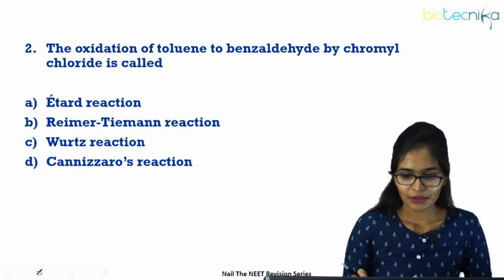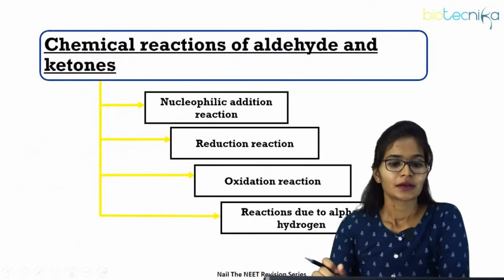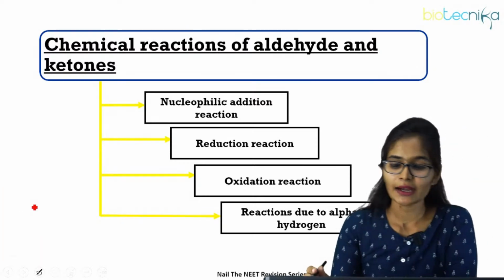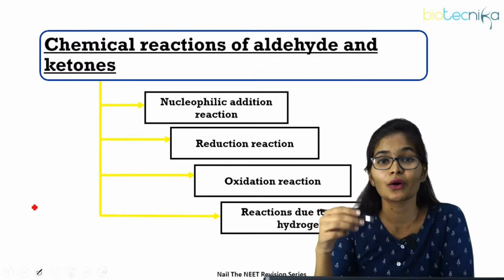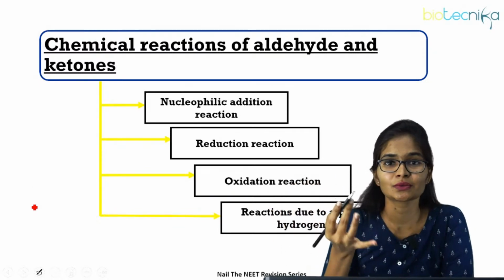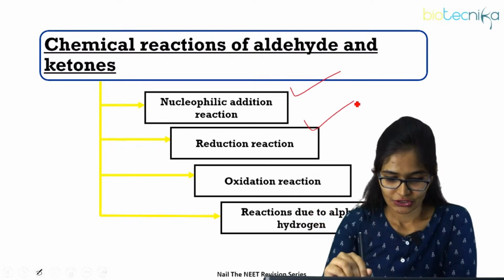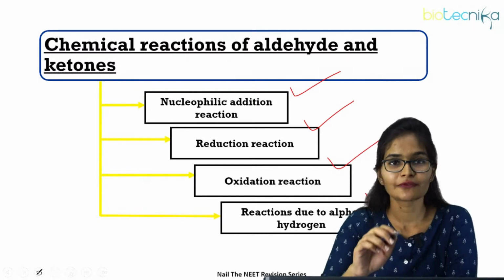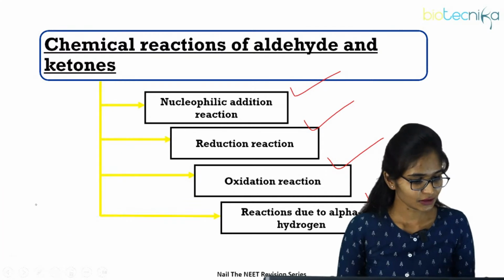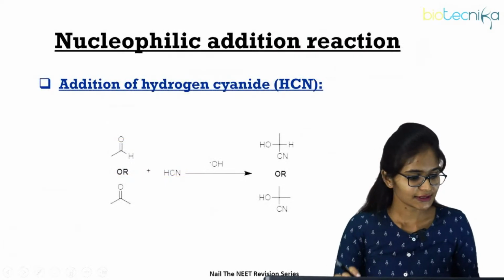Now coming to the chemical reactions of aldehydes and ketones. Let us look at the overall chemical reactivity part: how aldehydes, ketones and carboxylic acids react with different reagents, and what products you get. There are four reaction categories: nucleophilic addition, reduction reactions, oxidation reactions, and reactions due to alpha hydrogen. We are going to revise each category faster and effectively. All of you are ready, I guess, right? Let us start.